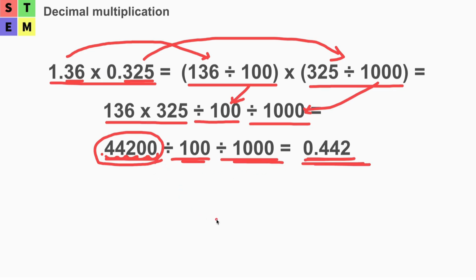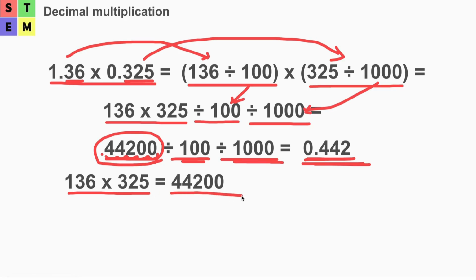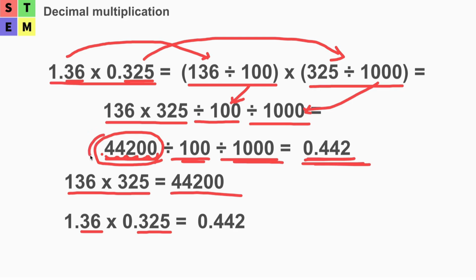So let's take a look. Again, we have 136 times 325. We have this number. And then after that, we got 2 digits here and 3 digits here on the right, so again, 5 digits on the right of the decimal altogether. So we are going to move 5 back, as I mentioned here. So that's why we'll have 0.442. Now we got the pattern, so you are able to calculate decimal multiplication according to this pattern.